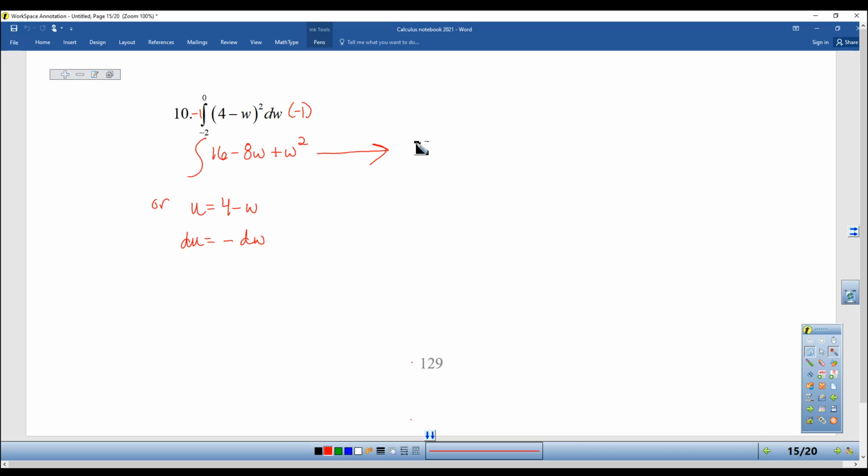It doesn't really matter to me, but I'm going to do it this way because we don't normally do one without u substitution. So this becomes 16w minus 4w squared plus w cubed over 3. I didn't need u substitution, so I can jump straight into writing these. I plug in a 0 first, and I get 16 times 0 minus 4 times 0, which is just 0, and 0 cubed over 3. It's all 0.